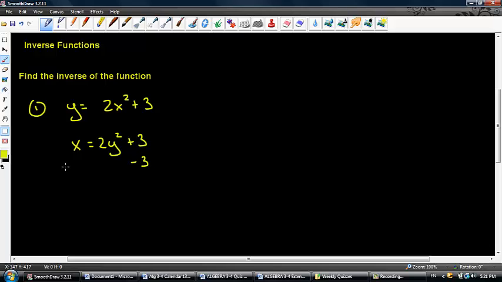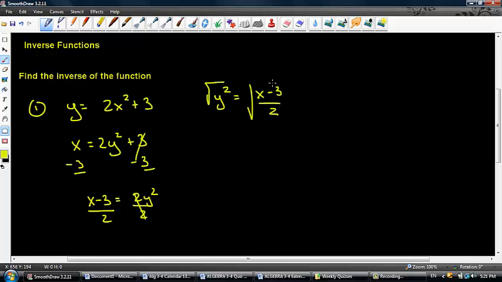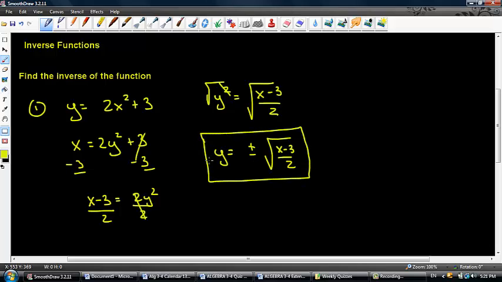So I'm going to solve for y by subtracting 3 from both sides. So what I get is x minus 3 equals 2y squared. I'm going to divide by 2. So what I get is y squared equals (x minus 3) over 2. And then I'm going to take the square root of both sides. So I get y equals plus or minus the square root of (x minus 3) over 2. Right, so again, you just switch x and y, and then you solve for y. That's all I did. I'll go into another example.